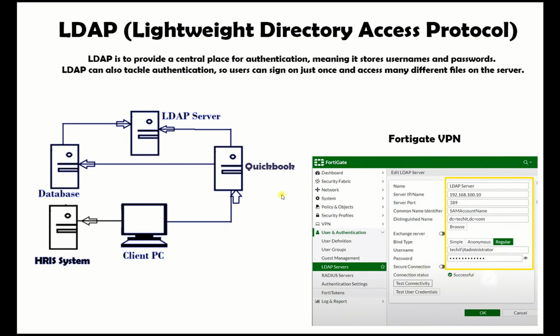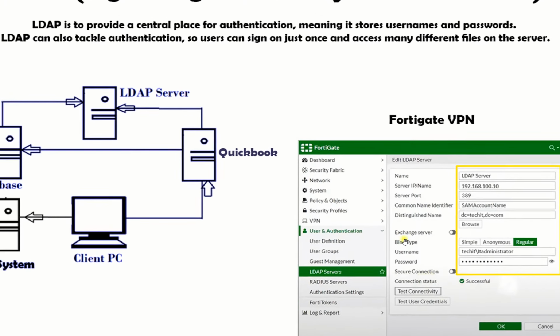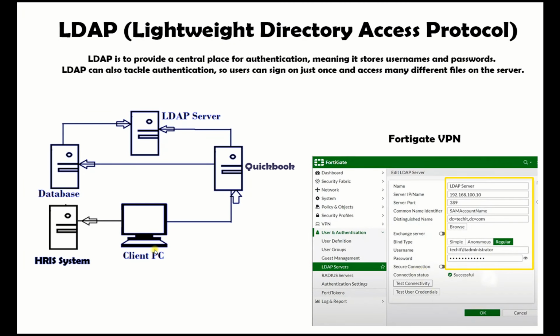And for example, when I work from home and want to connect to the VPN, it is also a type of LDAP. I can use only one username and password from my Active Directory to access the VPN, like remote access VPN, as you see here. For example, I want to access my QuickBooks, right? So I need to connect to my VPN. My VPN here in my company is, for example, a FortiGate.